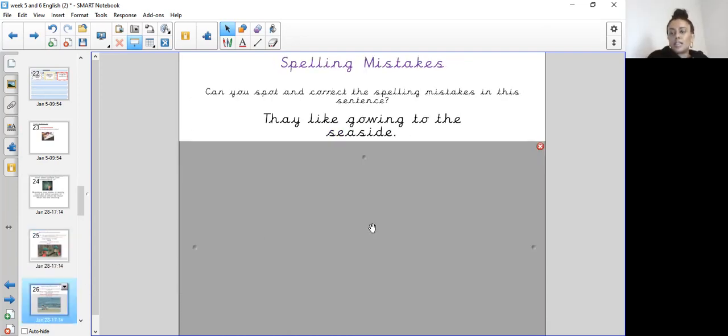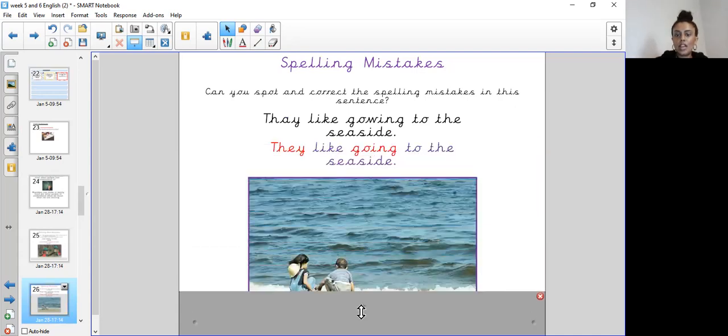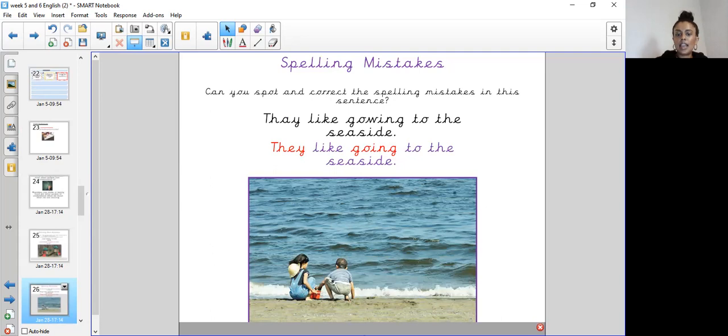Spelling mistakes are another error that comes up in lots of writing. Can you spot and correct the spelling mistakes in this sentence? They like going to the seaside. Have a go, write it down, pause the screen, and when you press play, I will show you the answer. Okay, so they, They, like going, Going, to the seaside, full stop. So there's an example of how that needed to be fixed.